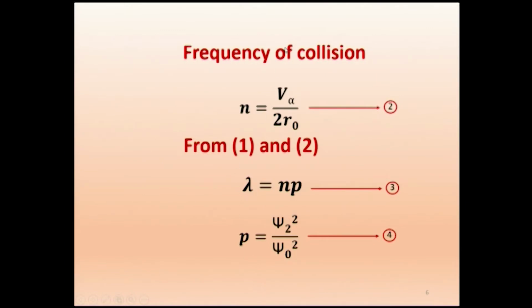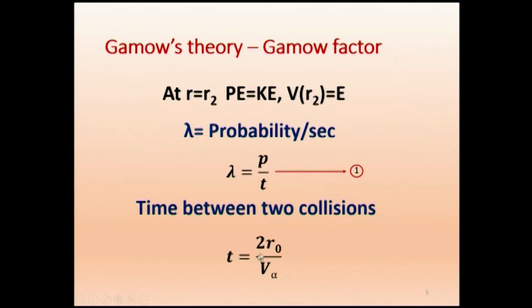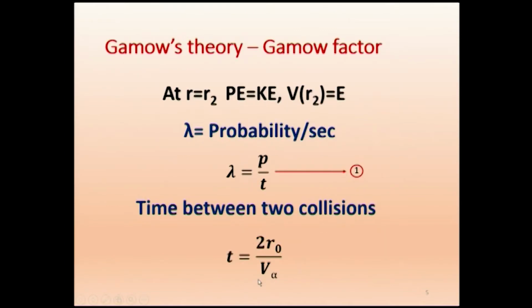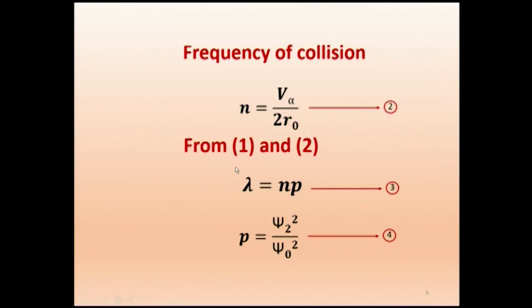Now, what is the frequency of collision? Naturally, the frequency will be 1 by the time taken. So, the frequency of collision is just the inverse, V alpha by 2 r naught. We take equation 1, T equal to 2 r naught by V alpha, and just invert it. So, we get the frequency of collision, that is equation 2. Now, from equations 1 and 2, instead of writing lambda is equal to P by T, we can write lambda equal to NP, because 1 by T is N, the frequency of collision. That is equation 3.